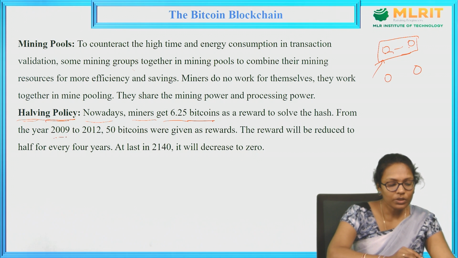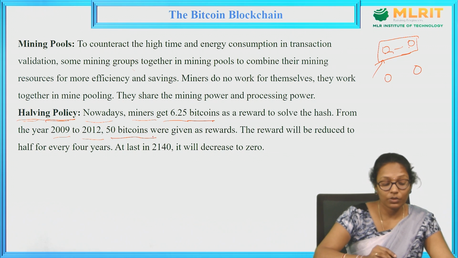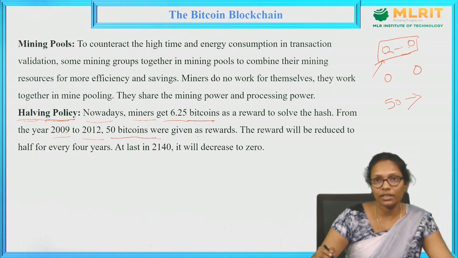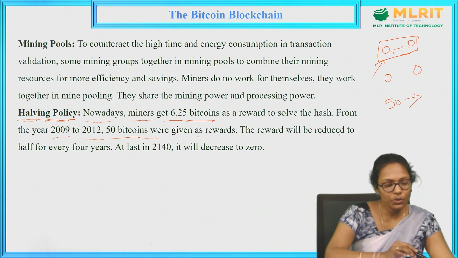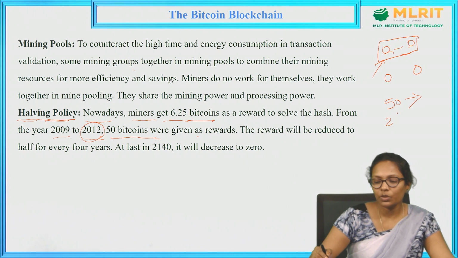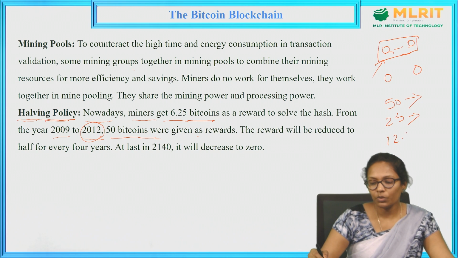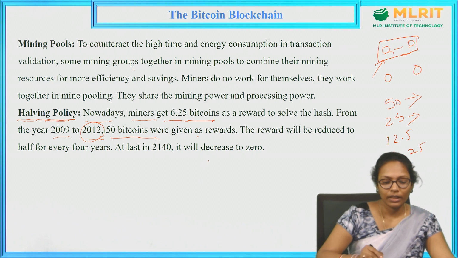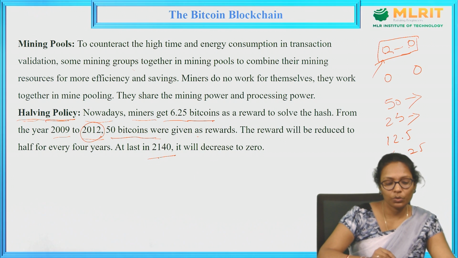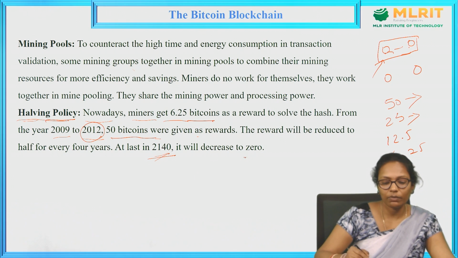From the year 2009 to 2012, 50 bitcoins were given as a reward. Initially they gave 50 bitcoins as a reward, and the reward is reduced to half every 4 years. After 2012, it decreased to 25. After 4 years, it decreased to 12.5. After 4 years, it decreased to 6.25. Next it will be 3 point something. Like that, this will be repeated till 2140. By the year 2140, it will become 0.